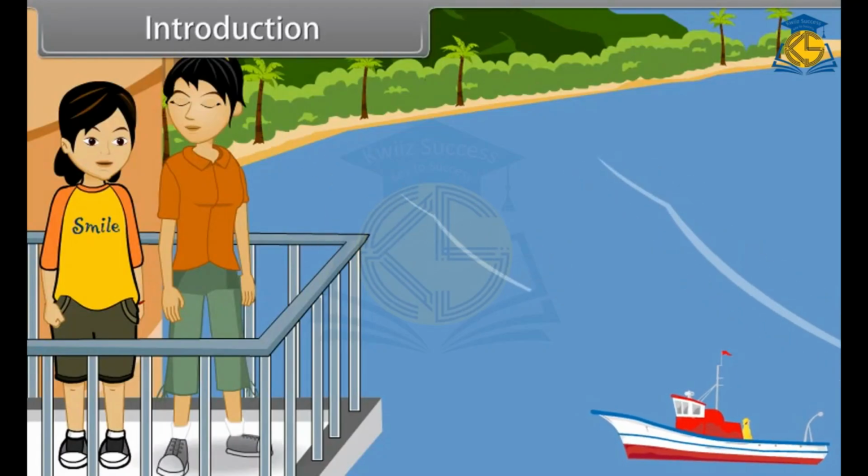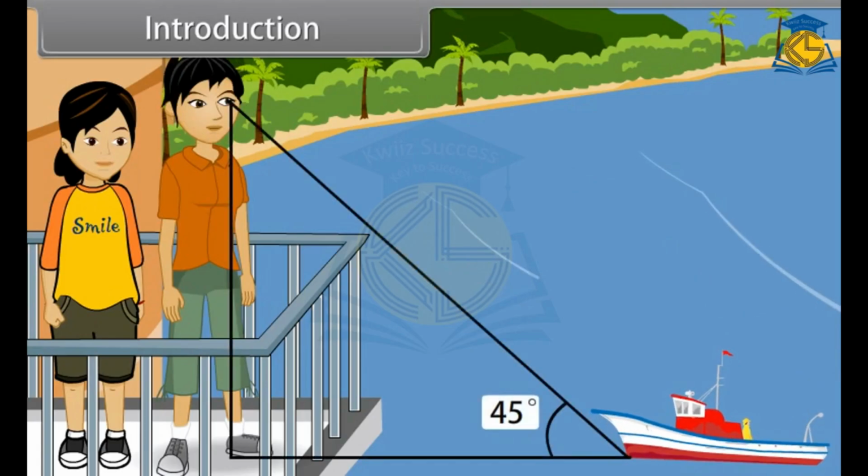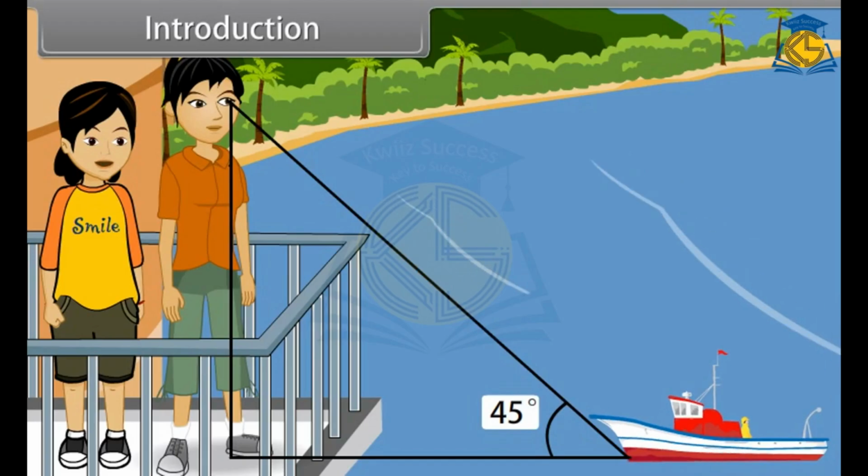Anvesha, are you looking at the ship? Yes, it is such a beautiful sight, see? You are right. Do you realize that your line of sight forms an angle of 45 degrees with the ground?